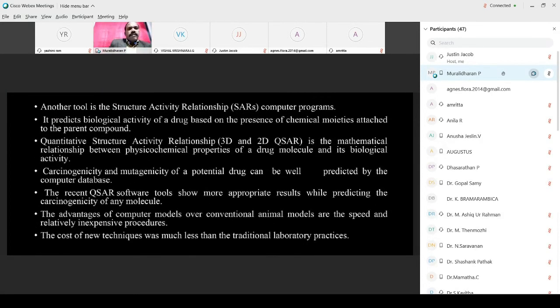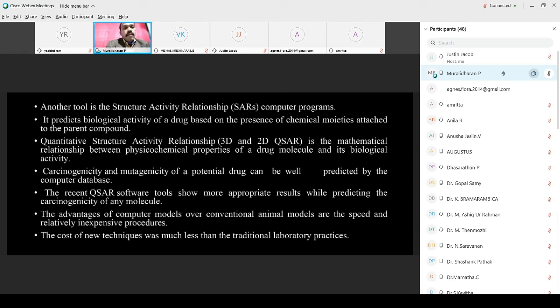And another tool available in this computer aided system is structure activity relationship computer programs. Here, if you see, that is quantitative structure activity relationship, 3D and 2D QSAR. It is a mathematical relationship between the physicochemical properties of a drug molecule and its biological activity. Then carcinogenicity and mutagenicity of a potential drug can be predicted by the computer database.